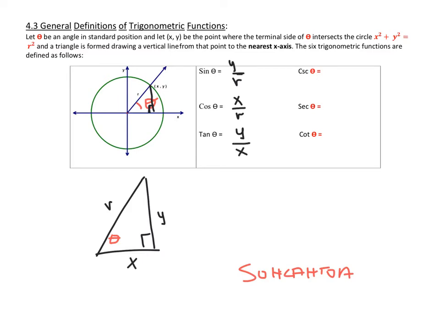And then cosecant is a reciprocal of sine, so it's going to be r over y. Let's go to the other one. Secant is the reciprocal of cosine. It's going to be r over x. And then cotangent, reciprocal of tan, so it's going to be x over y. And those are the general trigonometric ratios.